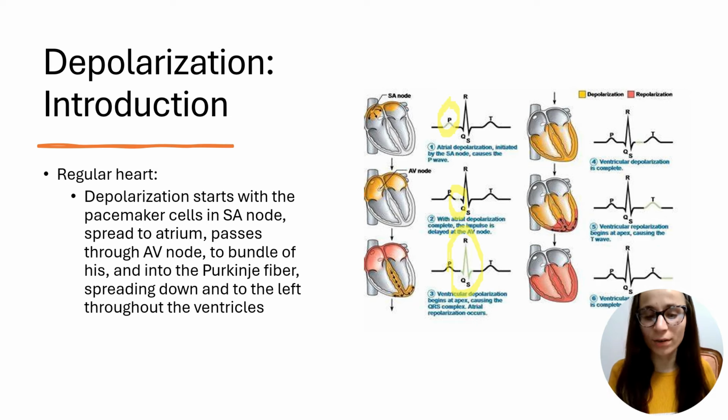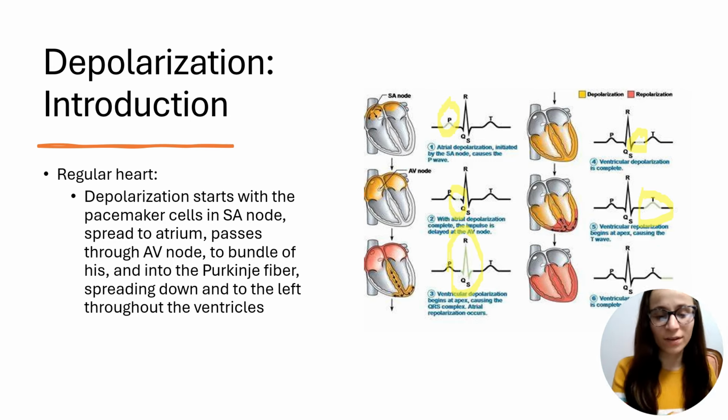After the QRS, when the ventricles contract, depolarization is going to be complete. Then they're going to relax, or repolarize, as you see in the T wave. And the cycle keeps happening over and over again. So the pacemaker cells in the SA node go to the atrium, pass to the AV node, bundle of His, Purkinje fibers, and all this is correlated on the EKG as shown above.